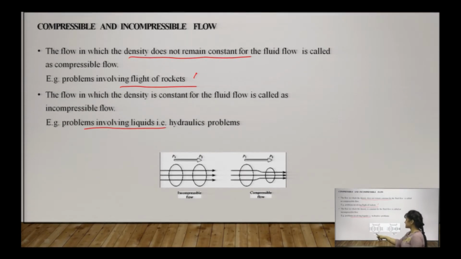You can see this is incompressible flow, pressure at point 1 and pressure at point 2. This is compressible, where it will change. This particular mass by volume relationship changes to this one, whereas in incompressible it remains constant.